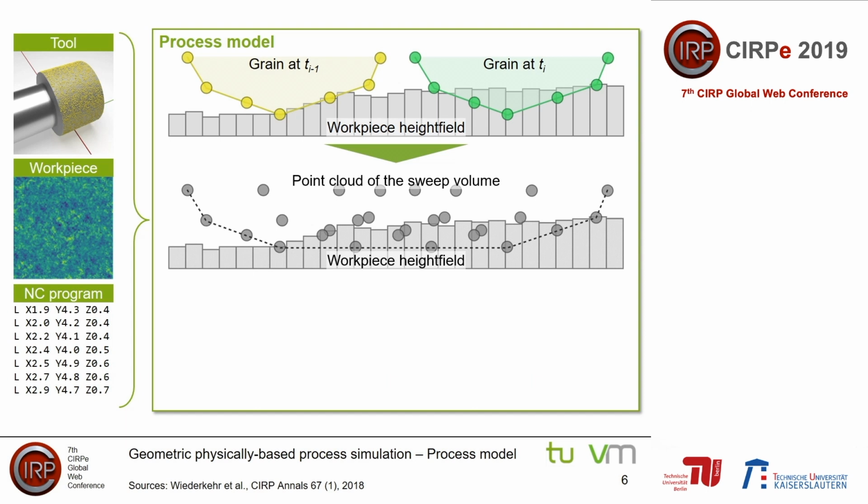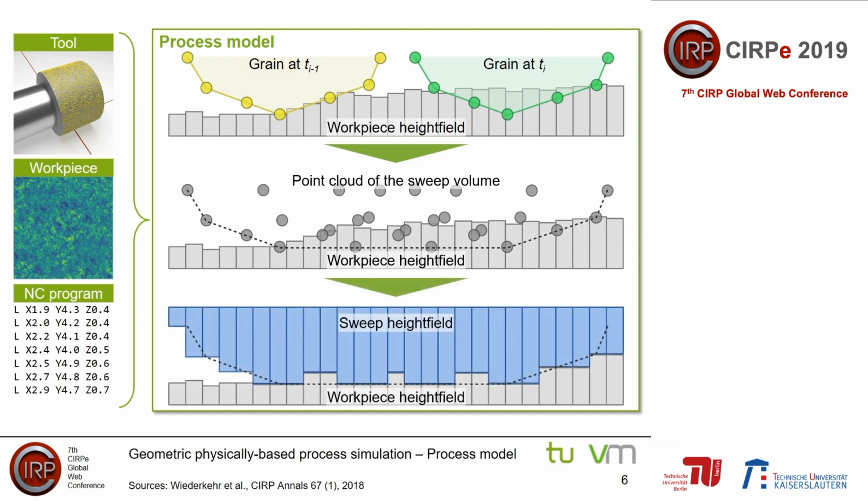The resulting point cloud of the sweep volume was projected onto a sweep height field, which had the same resolution and alignment as the workpiece height field. Due to the inhomogeneous resolution of the point cloud resembling the sweep volume, morphological filtering operations were used to interpolate between the points. Material removal was simulated by subtracting this sweep height field from the workpiece height field.